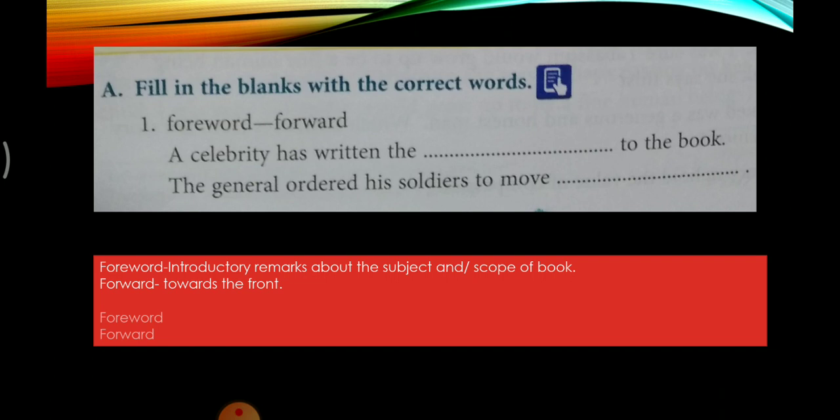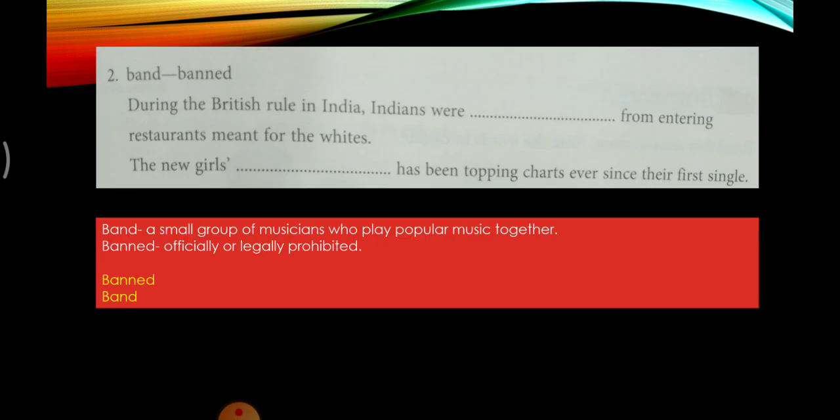Of course, it will be the first one, foreword, F-O-R-E-W-O-R-D. And the second one, the general ordered his soldiers to move forward. The general ordered his soldiers to move forward, F-O-R-W-A-R-D. Okay, so there is a difference in two alphabets of the words. I hope it's done. Now, next question.